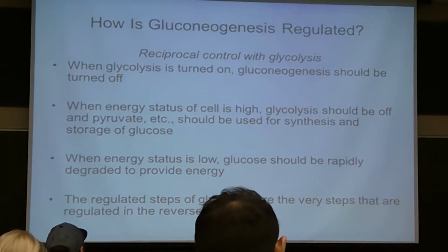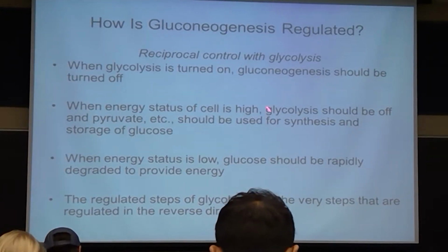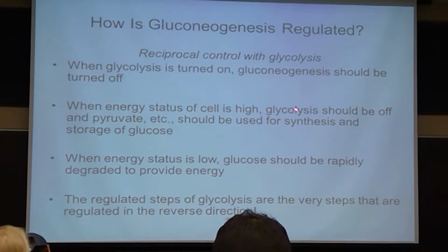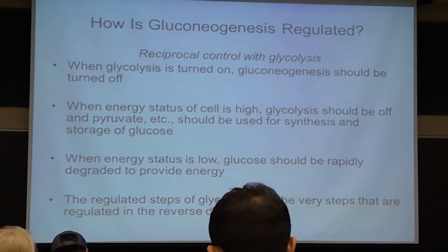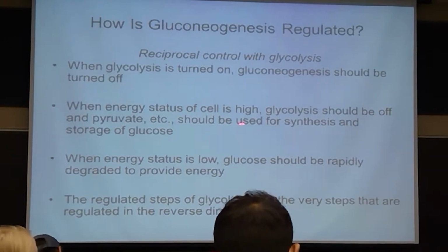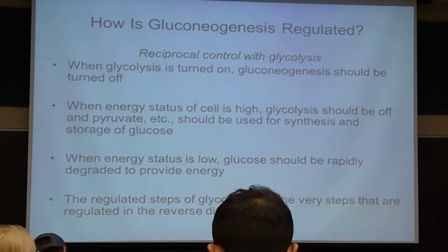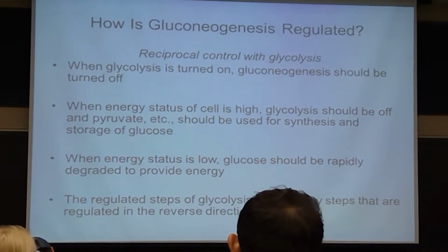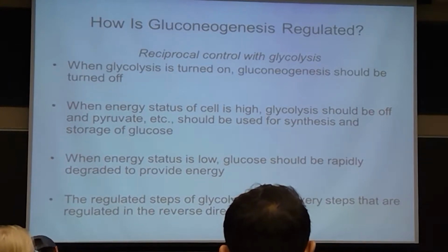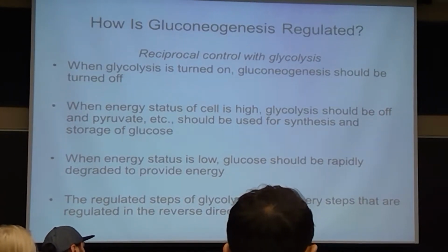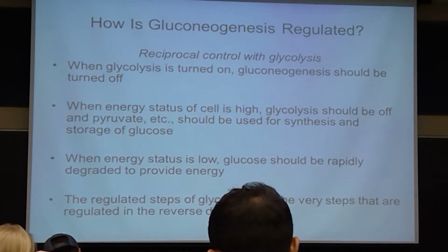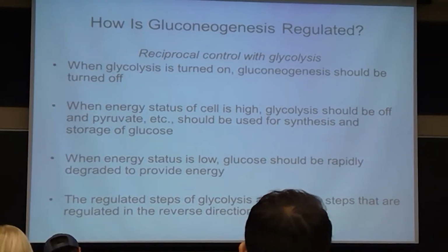So these are all the regulations we discussed. When glycolysis is turned on, gluconeogenesis is turned off. When the energy status of the cell is high, glycolysis is turned off, correct? And molecules should be used for the synthesis and storage of glucose. Energy status is high, you make glucose, and also you make lipids. Correct? Lipid biosynthesis, because you don't want high acetyl-CoA sitting in the cell. You convert it to either glucose, which will become glycogen, or you make it into lipid so that it will be stored in the form of fat. Does it make sense?